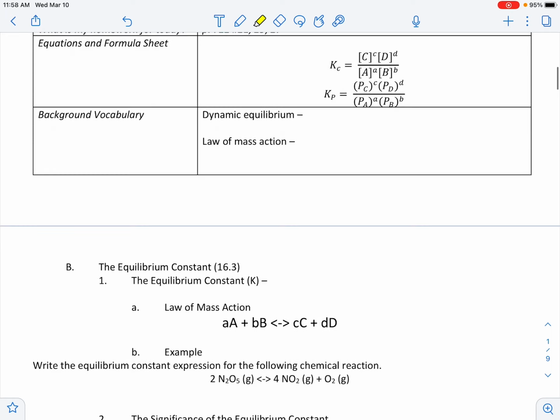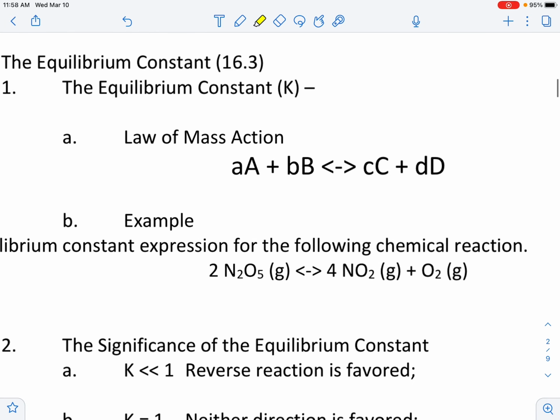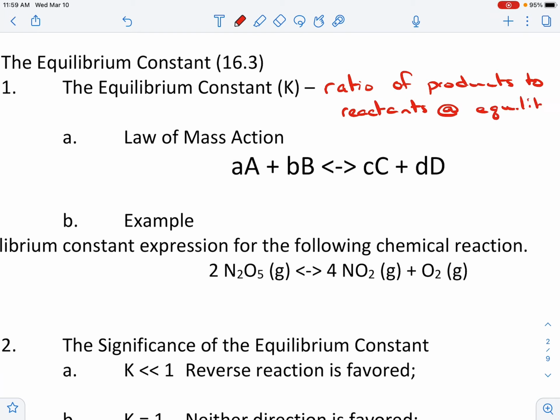So first off, we have our equilibrium constant K. This is the ratio of products to reactants. And the other thing we should say is at equilibrium. So we're talking about our ratio of products to reactants when we're at equilibrium. All right, kind of trailed off there, but you'll be okay. So what we have is called the law of mass action, and this is where we start from.